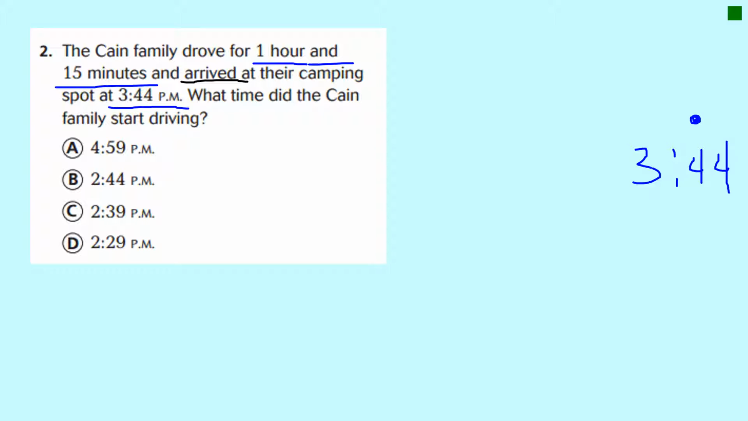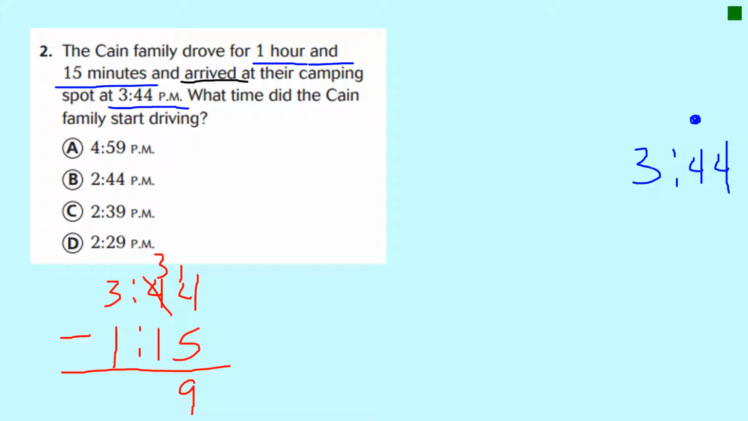All right, well, let's check the subtraction here. 3:44, and we're going to take that 1 hour and 15 minutes away because it's before 3:44. That's what time they got there. So we're going to take away an hour and 15 minutes. Let's see how this works. 4 minus 5. Oh, we need some regrouping. 14 minus 5 is 9. 3 minus 1 is 2. 3 minus 1 is 2. 2:29. Oh, yeah, it's right there.